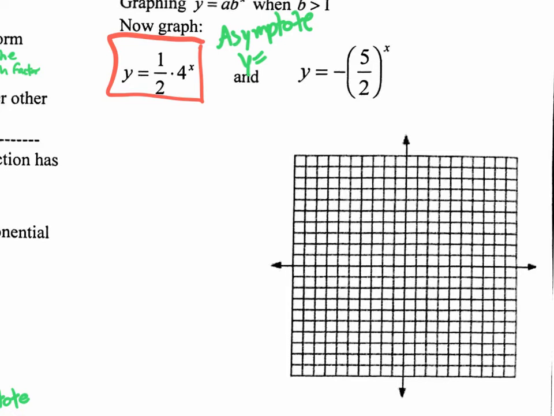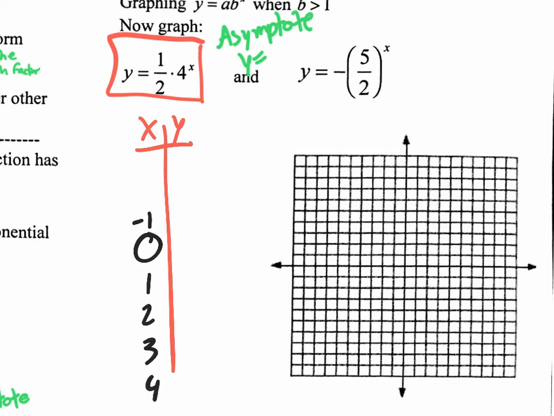Let's say I wanted to get an xy table going, which we do. What input should I put in? 0 is the easiest? Sure, you could put in any one you want. And what should I do with the other inputs? Consecutive integer inputs, nice and in order. 0, 1, 2, 3, 4, backwards, -1, -2, -3, -4. Plugging in 0, plugging it in right here. What's 4 to the 0? 1. What's 1 times half?